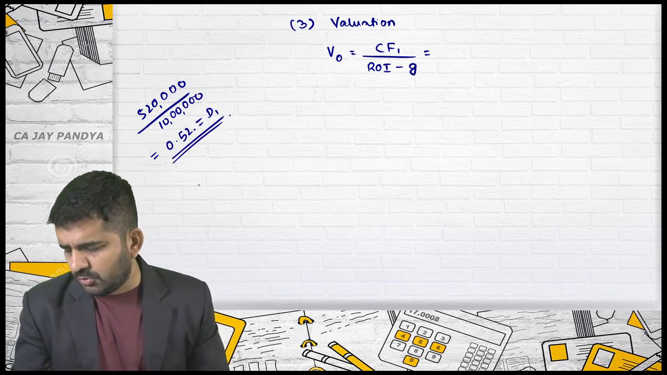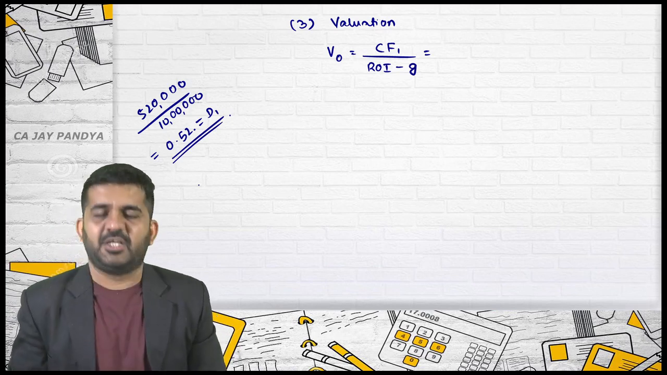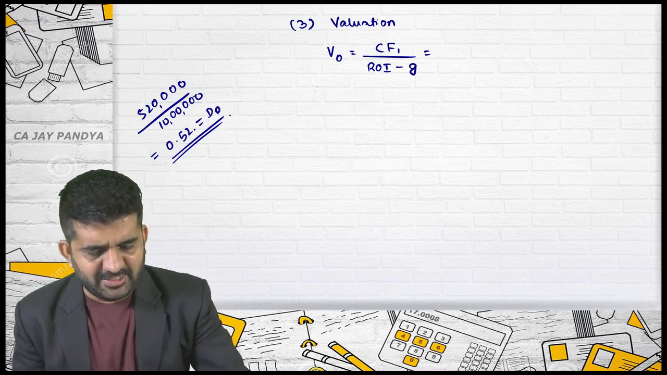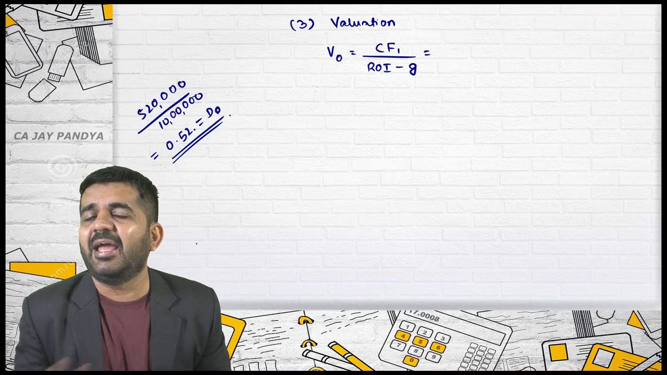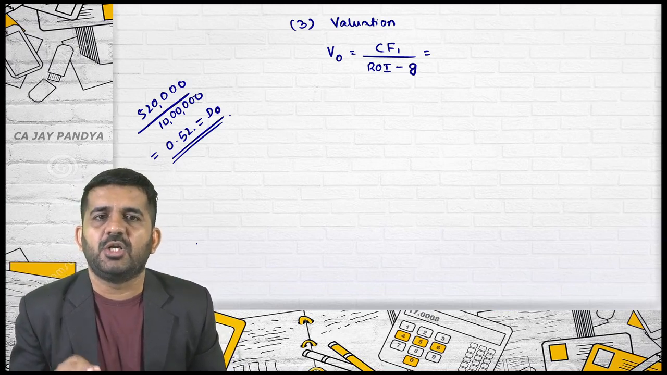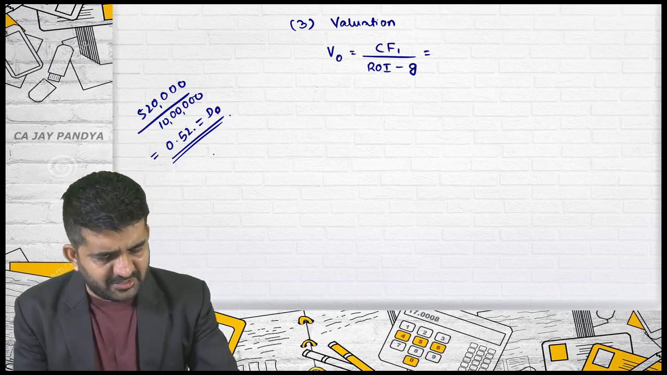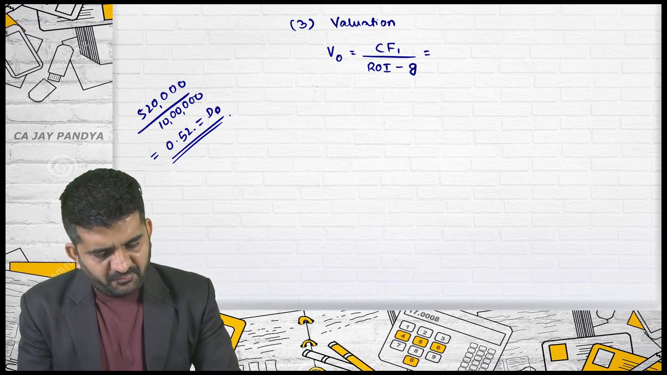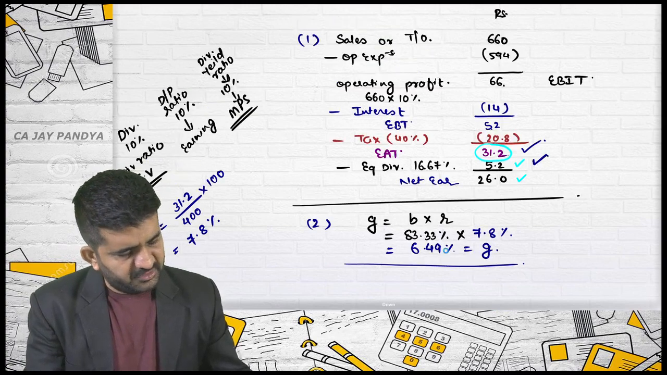If the book has assumed it as D0, I don't know. Yes, they have assumed it as D0. Let me also assume it as D0. Because, sir, what if you have assumed it as D1? It does not make any difference. Is it alright? They should be telling me whether it is D0 or D1. If it is not written, you can assume anything. So I'm assuming it as D0. Is it all? I will have to find out D1. D1 is 0.52 plus that growth rate, 6.49.